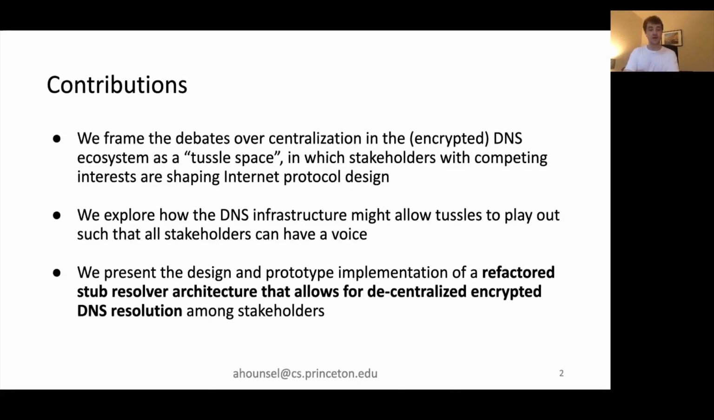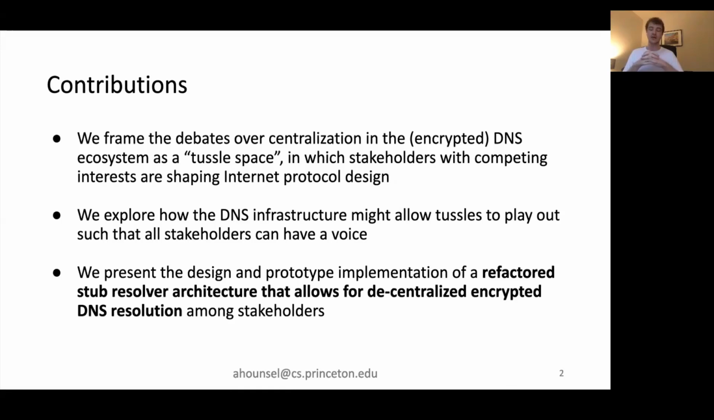So up front, I just want to state our contributions. We are framing the debates over centralization in the encrypted DNS ecosystem as a tussle space. By that, we mean a space in which various stakeholders, whether ISP resolvers or major DNS providers, with competing interests, are shaping internet protocol design, particularly for encrypted DNS and its deployment. We explore how the DNS infrastructure might allow these tussles to play out such that all the stakeholders have some kind of voice over how DNS resolvers are selected and the ways in which DNS queries are distributed, empowering users to make these decisions themselves.